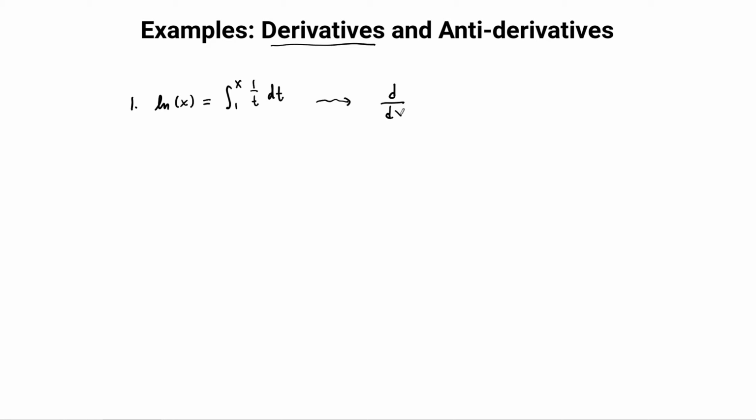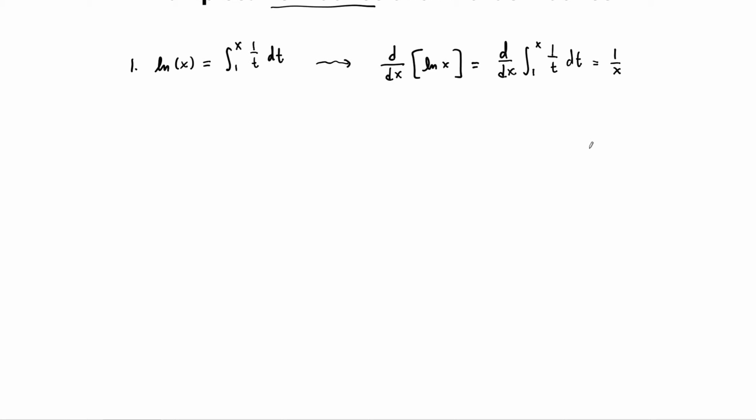So the derivative of the natural log of x is equal to the derivative with respect to x of this integral, 1 to x, 1 over t dt, and the fundamental theorem of calculus part 1 tells us that this is just 1 over x, okay? So that's 1 over x. Now, so there you go, there's a formula, right? The derivative of natural log of x is equal to 1 over x.